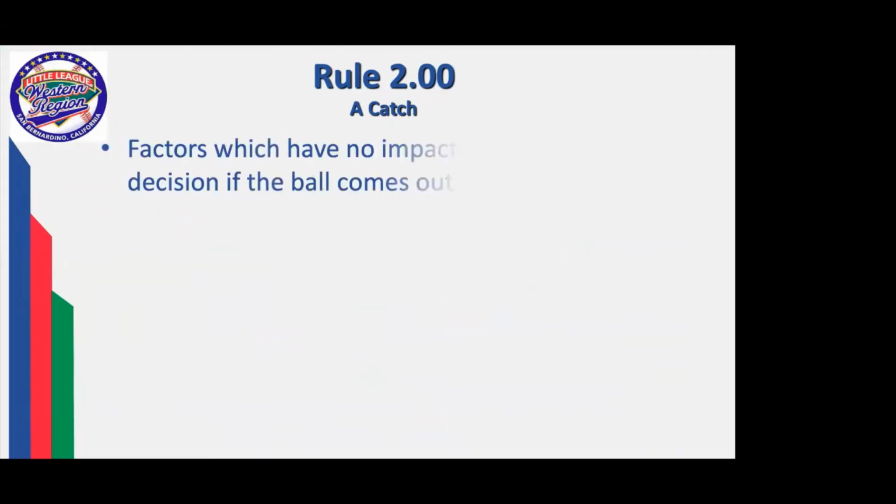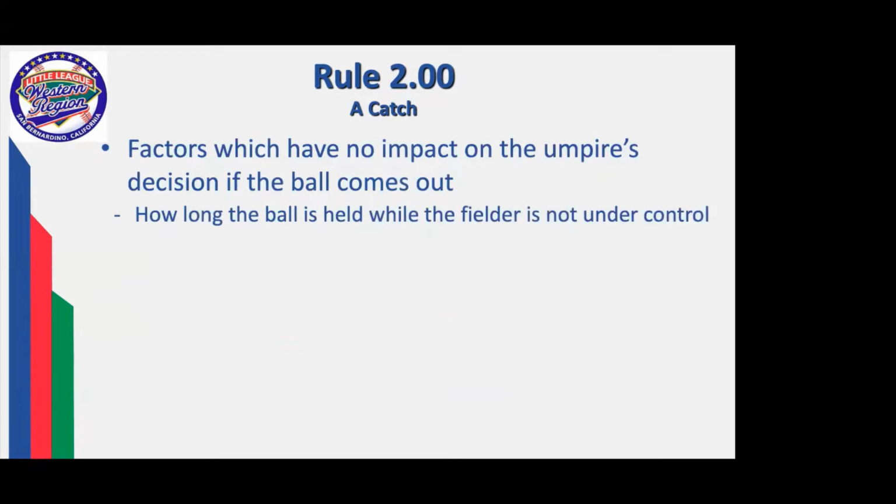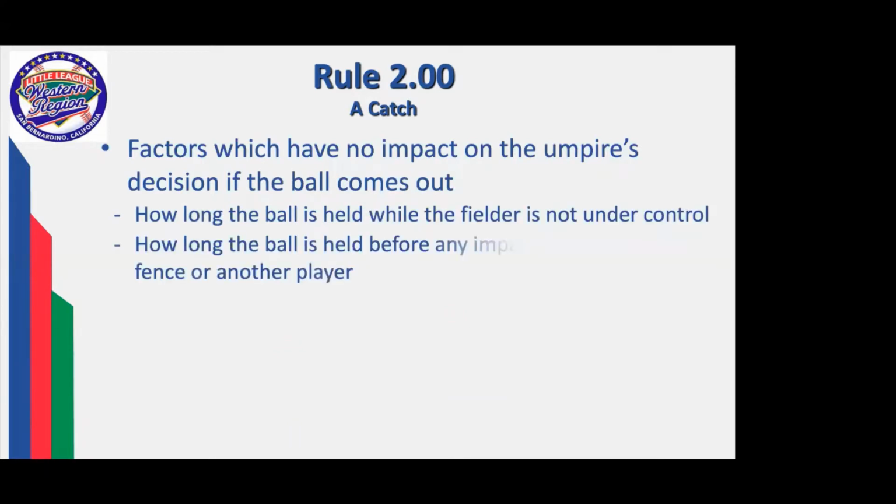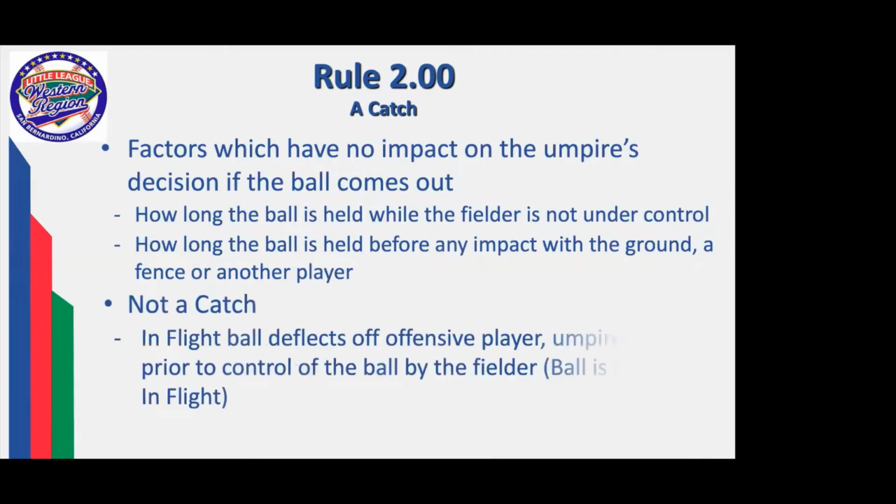Also, a couple of additional things that have no impact on whether the umpire judges a catch to be valid. Doesn't matter how long the fielder held the ball if he doesn't get control. And how long before an impact with the ground and fence or another player happens, it does not matter. If an in-flight ball deflects off of any player, umpire, fence, prior to control of the ball by the fielder, that ball is no longer in flight and does not qualify as a catch.